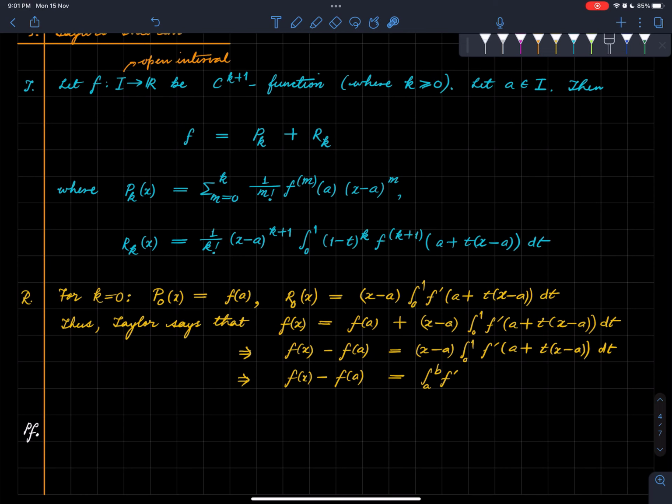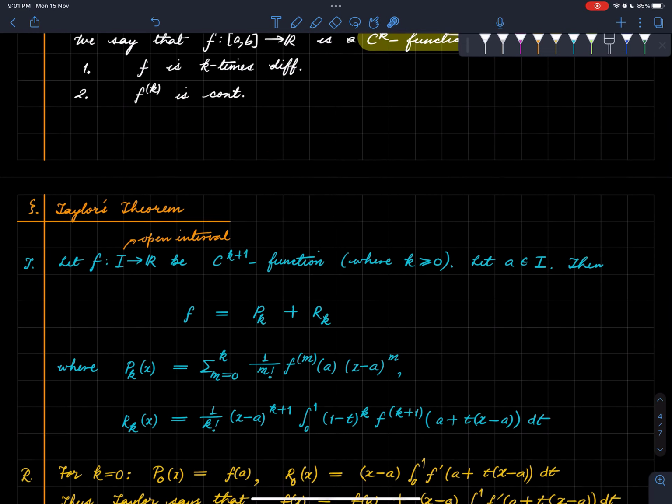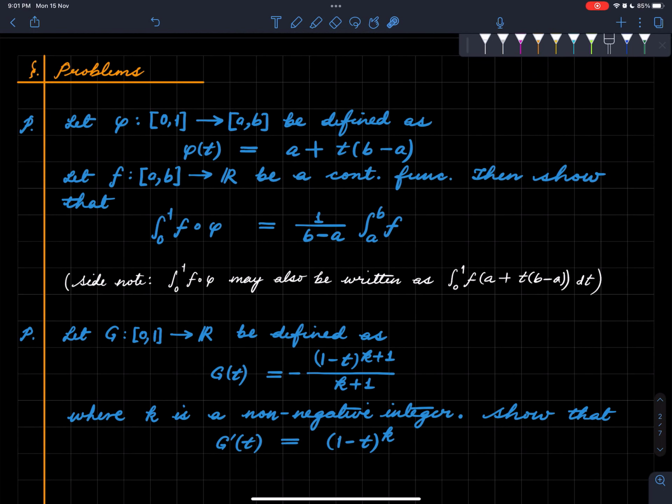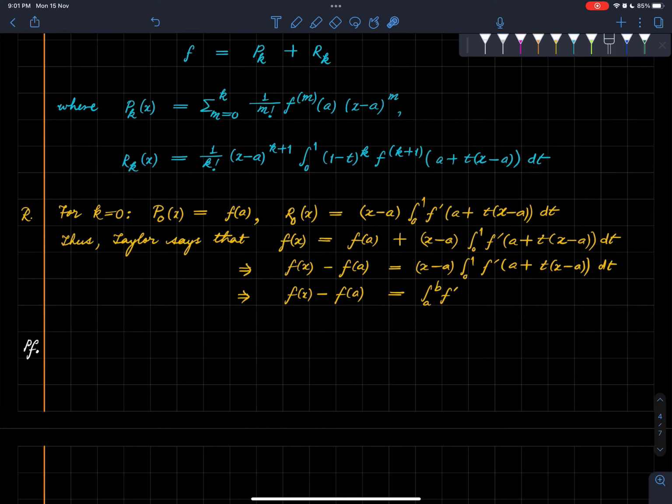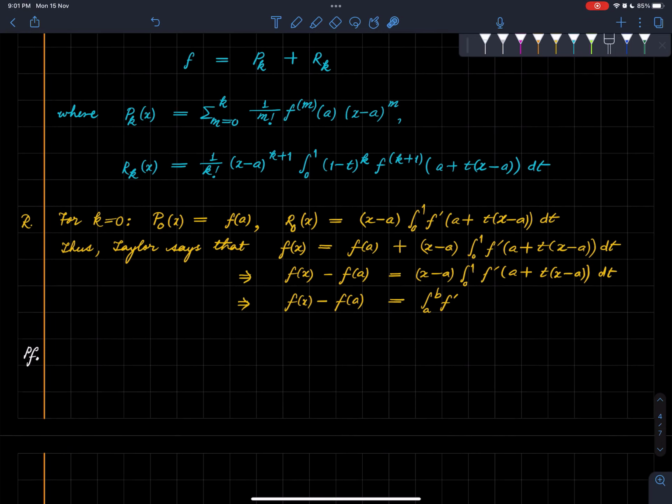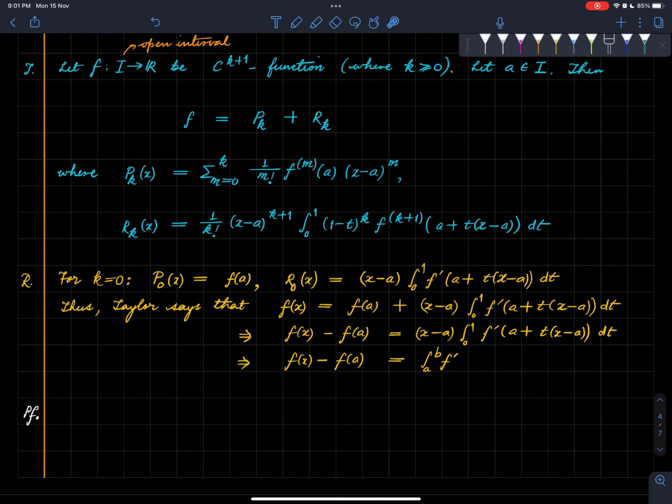And here is basically where we use this exercise. So if you use that exercise, you will get this guy, which is Taylor's theorem for k equals 0. So this is of course the fundamental theorem of calculus, or a consequence of it. So what we see is that for k equals 0, Taylor's theorem just regurgitates the fundamental theorem of calculus. Therefore, it is a generalization of the fundamental theorem of calculus. You should interpret this in that fashion.